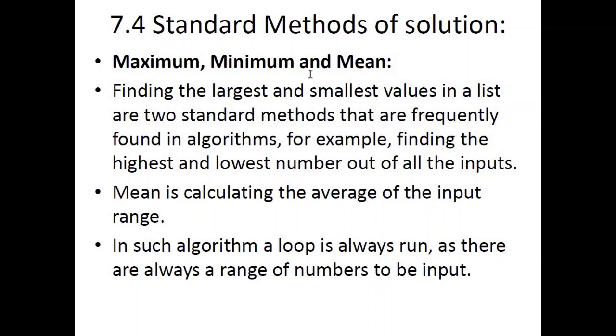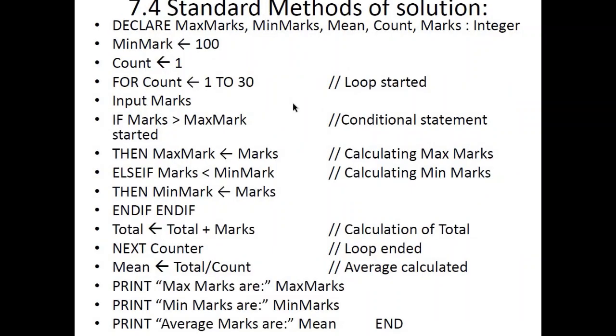In such algorithms, a loop is always run as there are always a range of numbers to be input. There is never a single entry, because you cannot calculate a minimum, maximum or average out of a single number. Now how you can do that? This is an algorithm to incorporate all three things, and I have included comments as well. Declare max marks, min marks, mean, count, marks as integer.